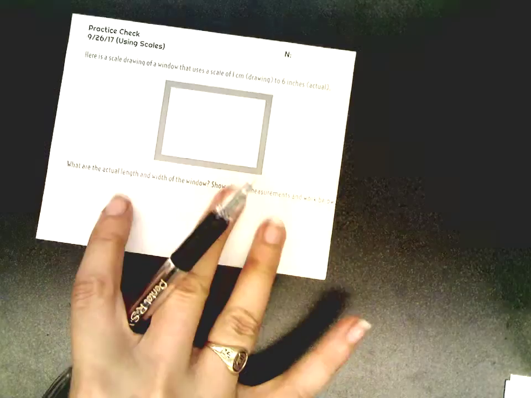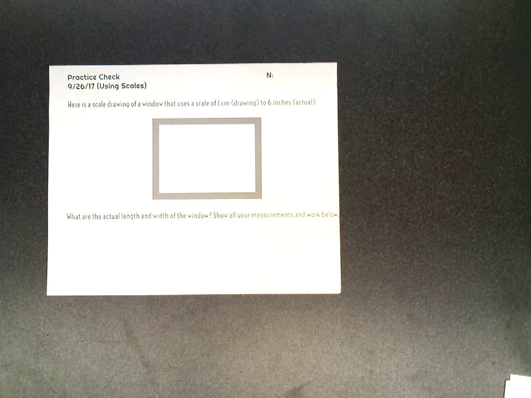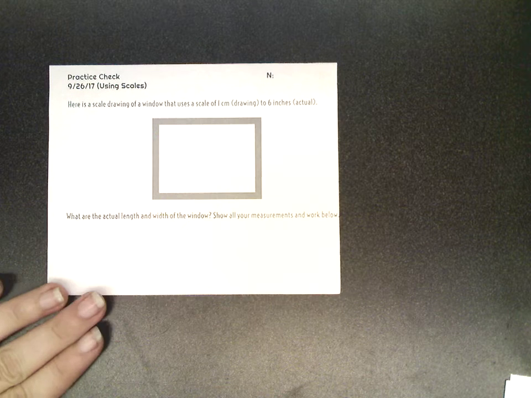So, since I'm trying some new technology for Mr. Peters, he helped me out with this a little bit, I figure we can look at some of the other work that we did today as well. So this was the practice check today.